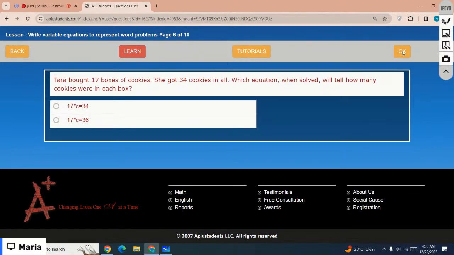Tara bought 17 boxes of cookies. She got 34 cookies in all. Which equation, when solved, will tell how many cookies were in each box? Which is the correct option?